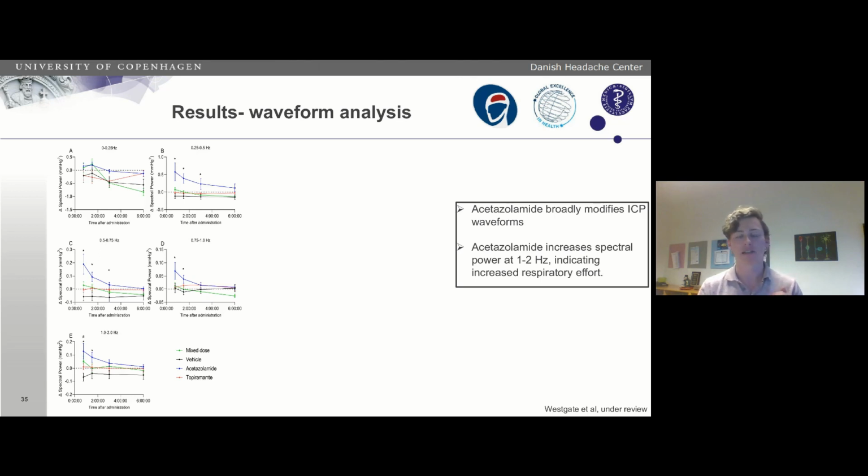it's increasing respiratory effort, which is interesting because we know acetazolamide causes acidosis, which the body will compensate for by increasing respiratory effort. So we can pick out a physiological response to a drug by looking at the ICP waveforms, which is quite nice. But interestingly, despite the fact that topiramate does have carbonic anhydrase inhibitory activity, which is how acetazolamide causes its effects, we do not see changes in respiratory waveforms with topiramate by itself.